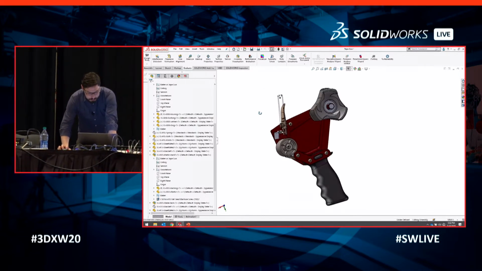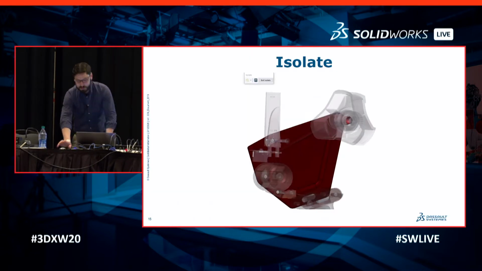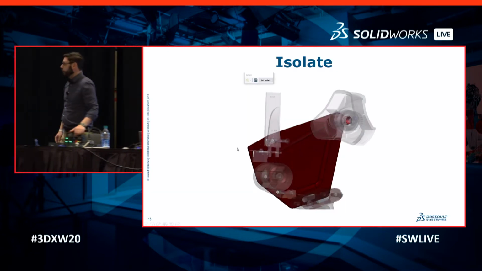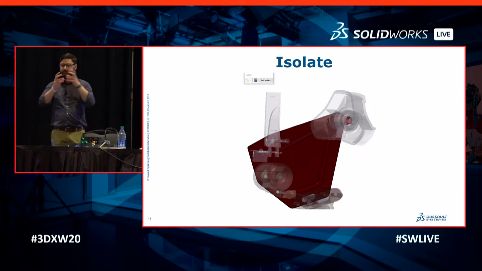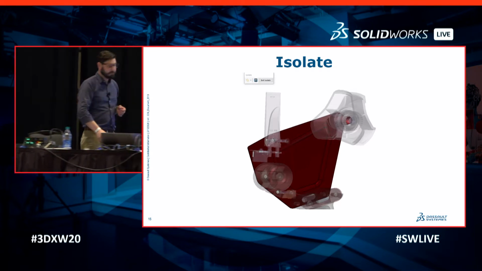So that's the Isolate tool. Again, just right-click on the part or the series of parts and select Isolate, and you've got that sub-menu where you can do a whole bunch of stuff.